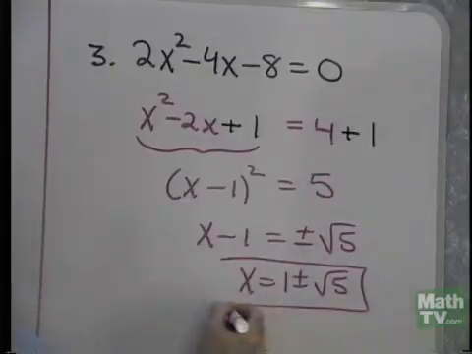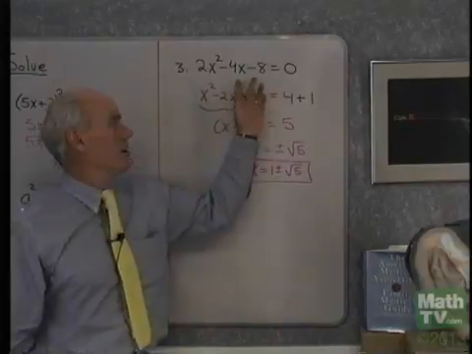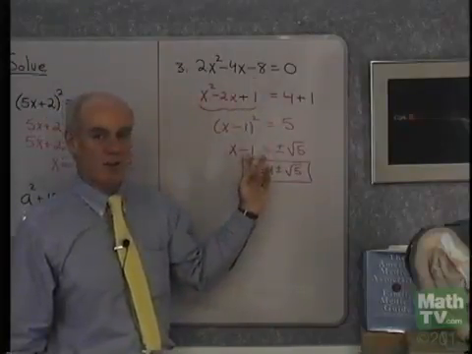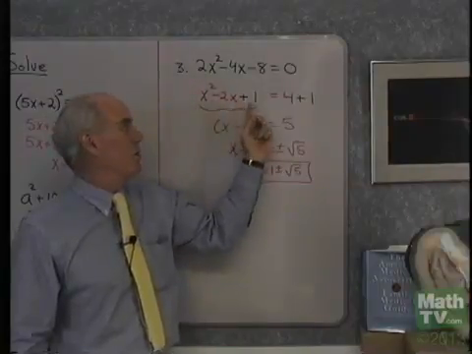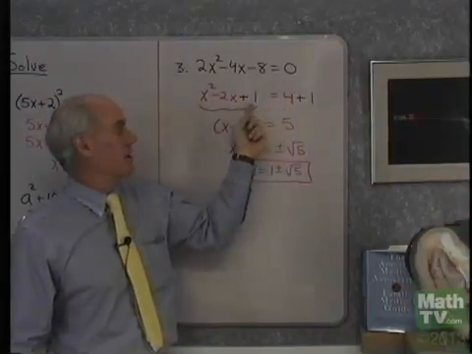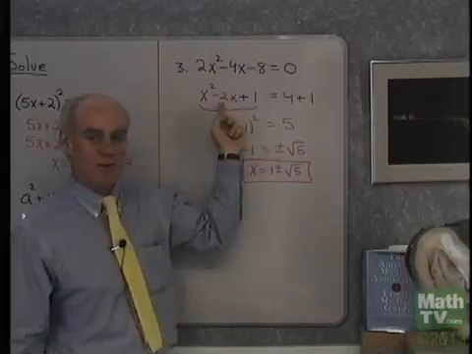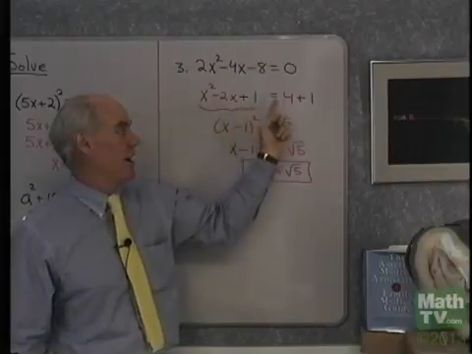So there are my two solutions to this equation, and I found them by this process called completing the square. It requires that I make the coefficient of the squared term 1, move the constant term to the other side, and then complete the square by taking half the coefficient of the middle term, squaring it, and adding it to both sides.